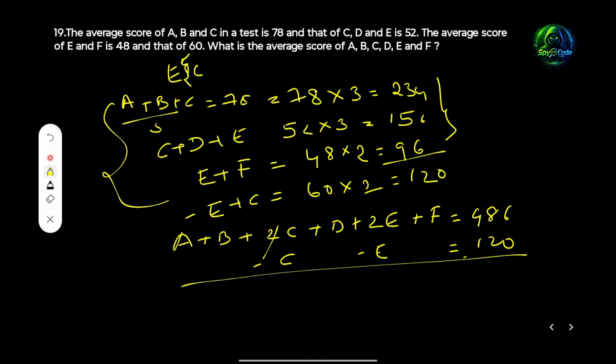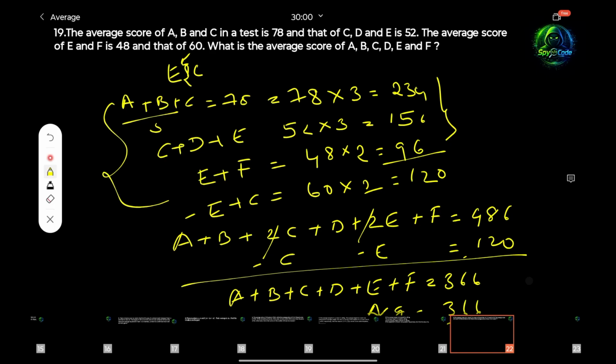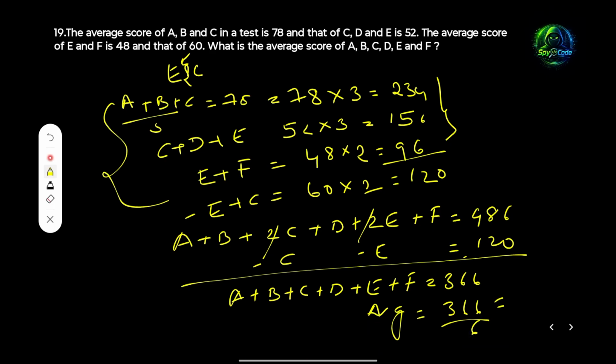So here it will be C and it will be E. So A plus B plus C plus D plus E plus F is equal to 366. This is the sum. So average is 366 divided by 6, since A to F is 6, which is equal to around 61. This is the average of A plus B plus C plus D plus E plus F.